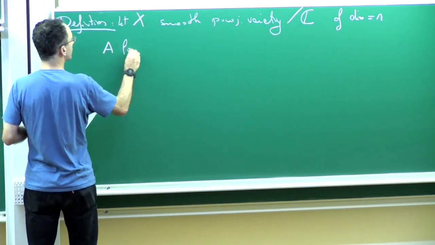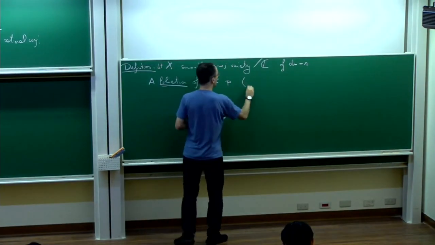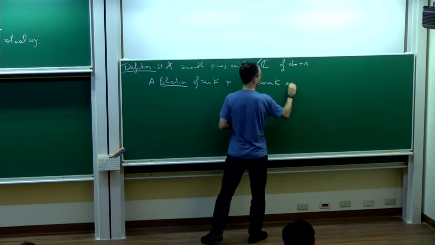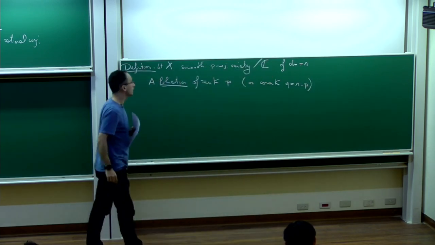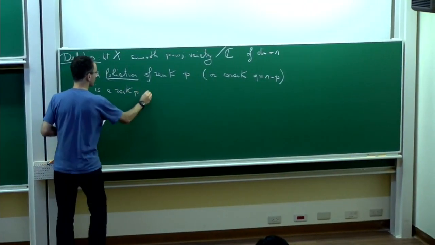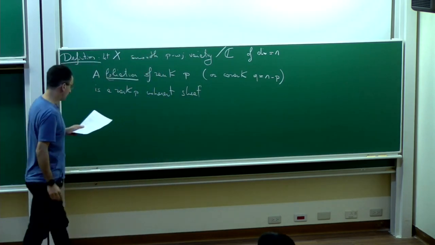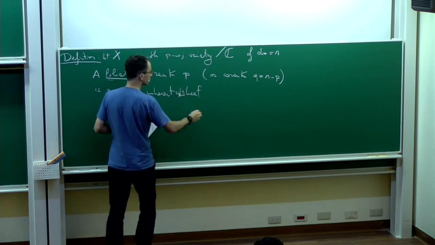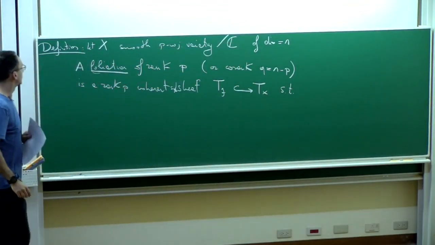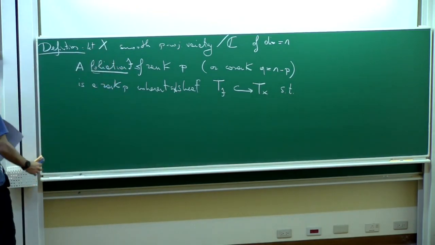So, a foliation of rank p. And I will also use very often the word corank. So by corank, I just mean the dimension of X minus p. It's a coherent sheaf of rank p. Maybe I should say subsheaf, sorry, T_F of T_X, satisfying two properties. I denote the foliation by F. I will explain why I use this notation very, very soon. But let me say first what are the two properties.